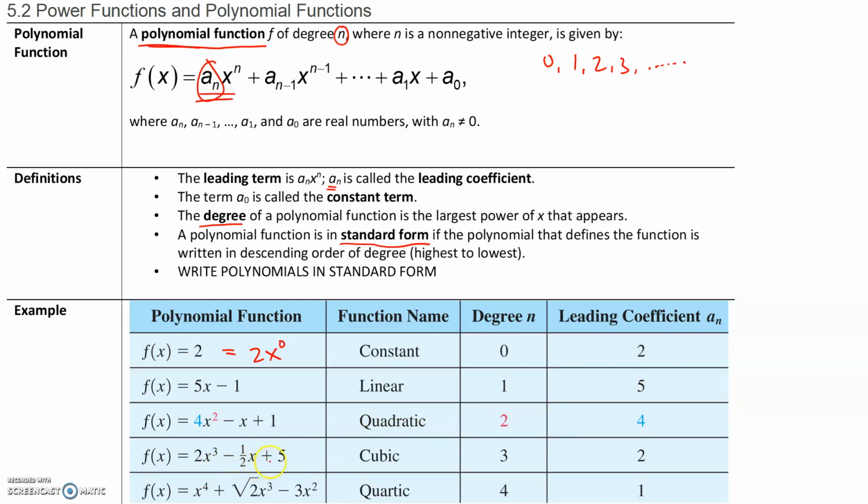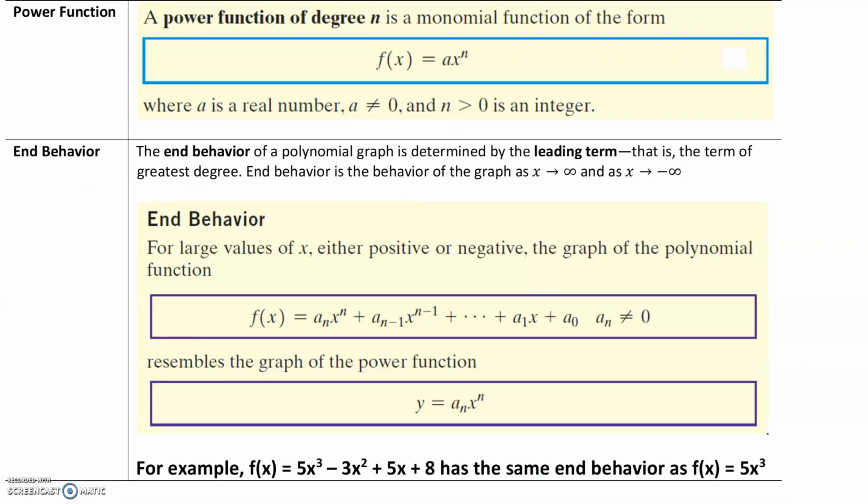2x cubed minus 1 half x plus 5 is a cubic function with a degree of 3 and a leading coefficient of 2. So the degree is the highest power of x, and the leading coefficient is the coefficient of the leading term. x to the fourth plus radical 2 x cubed minus 3x squared is called a quartic function with a degree of 4, and the coefficient of the x to the fourth is 1, so the leading coefficient is going to be 1. So those are just some basic definitions.